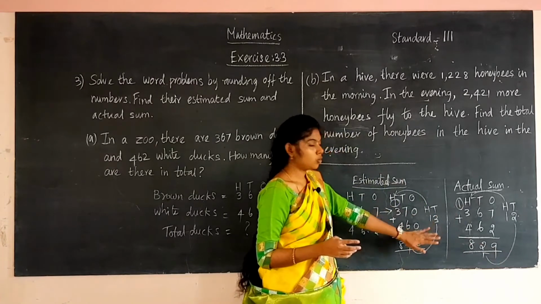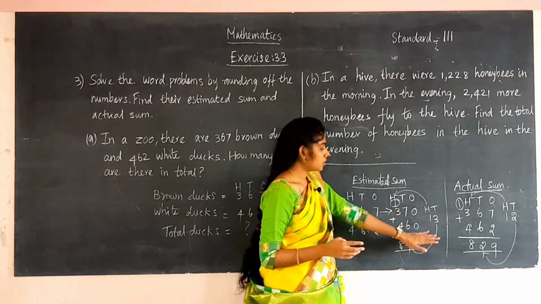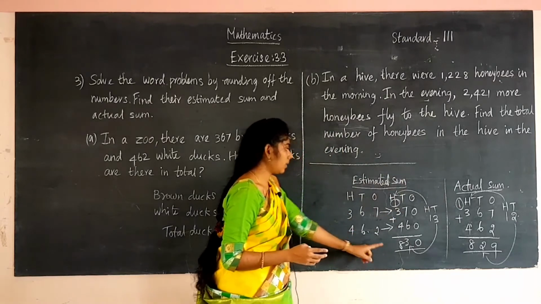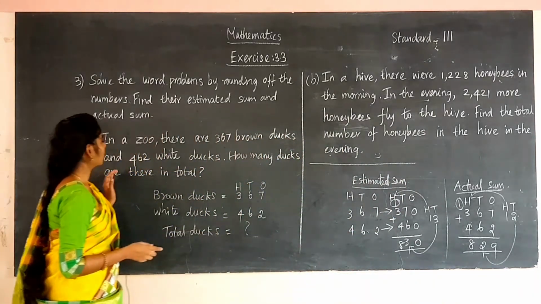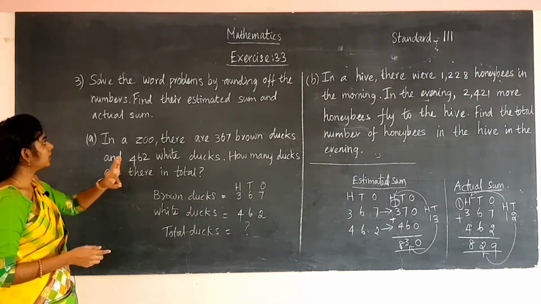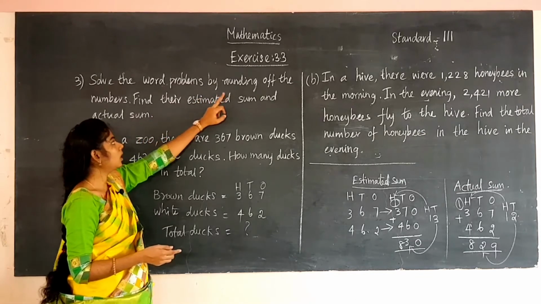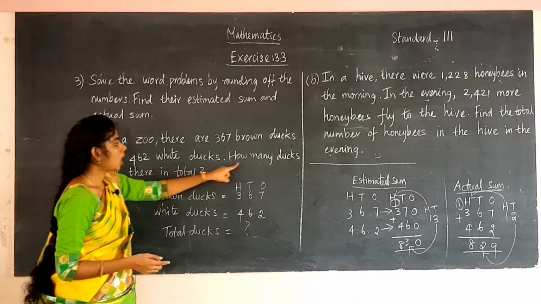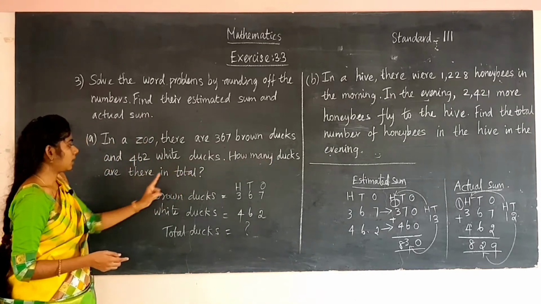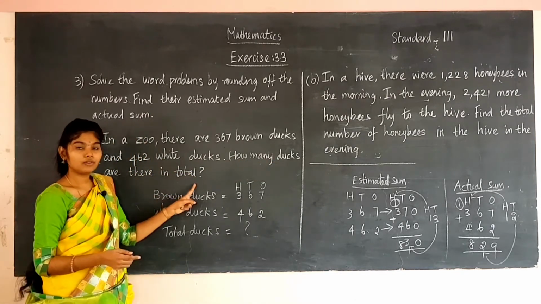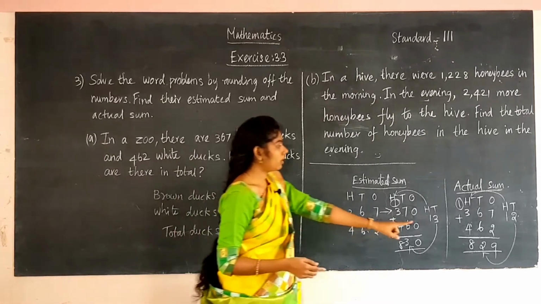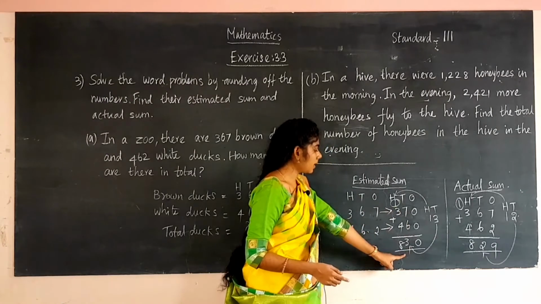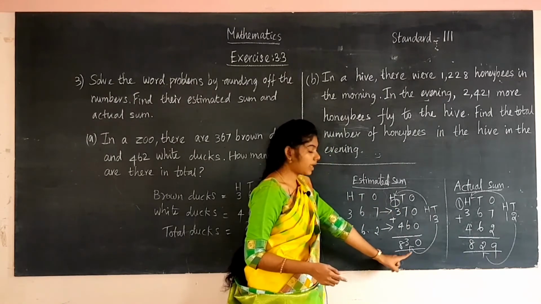So you all know how to add 3-digit numbers. So I have done it for you. This is the actual sum and this is the estimated sum. So this is what is given, that we have found three things. First we have rounded off the number and then estimated the sum and the actual sum. So we have found how many ducks are there in total. So the total number of ducks is 829, which is the actual answer, and the estimated sum answer is 830.